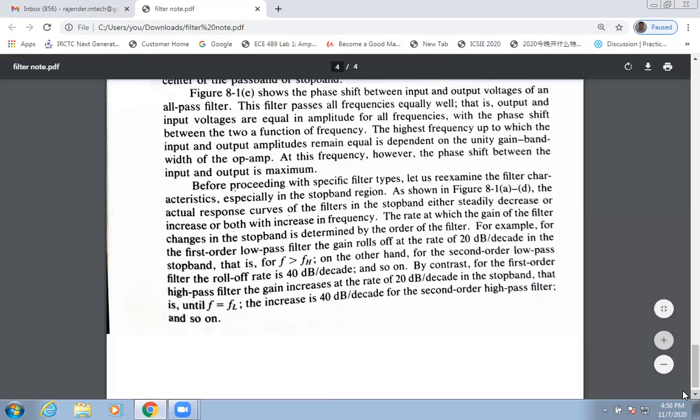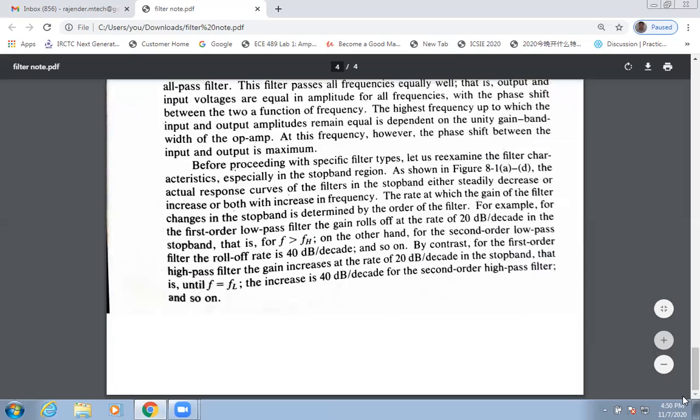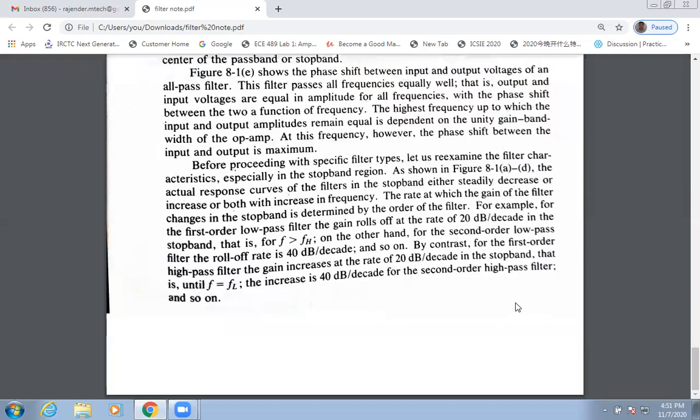By contrast, for the first order high pass filter, the gain increases at a rate of 20 dB per decade in the stop band and increases at a rate of 40 dB for second order and so on. So in a low pass filter, the gain rolls off at a rate of 20 dB per decade, while in the case of a high pass filter, the gain increases at a rate of 20 dB per decade in the stop band and so on. So in the next lecture, I will try to design and analyze the first order low pass filter and first order high pass filter.